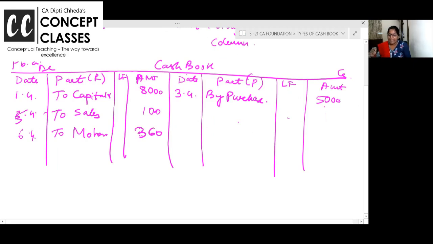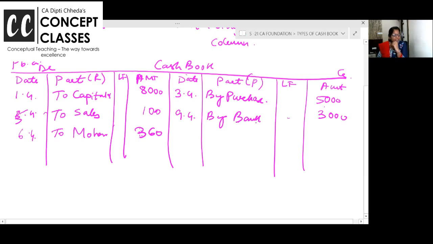Ninth of April, paid into bank. Cash is going out into the bank. So which side will it come? Credit side, 3,000. 9th of April, 3,000 rupees are paid into bank. Bank is a personal account, debit the receiver. Cash is a real account, cash is going out. Bank, you can take it as real also. Debit the receiver, credit the giver. Simple.